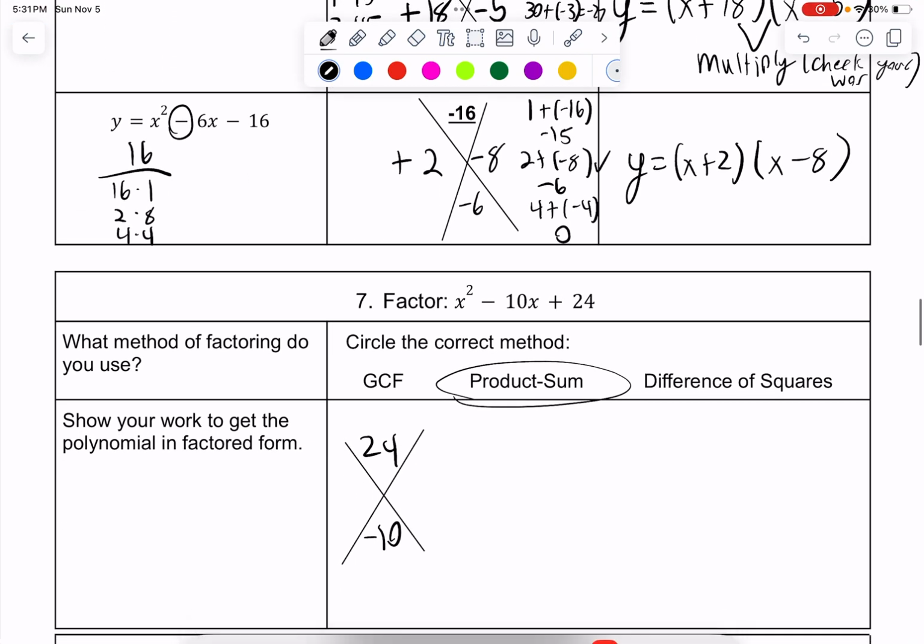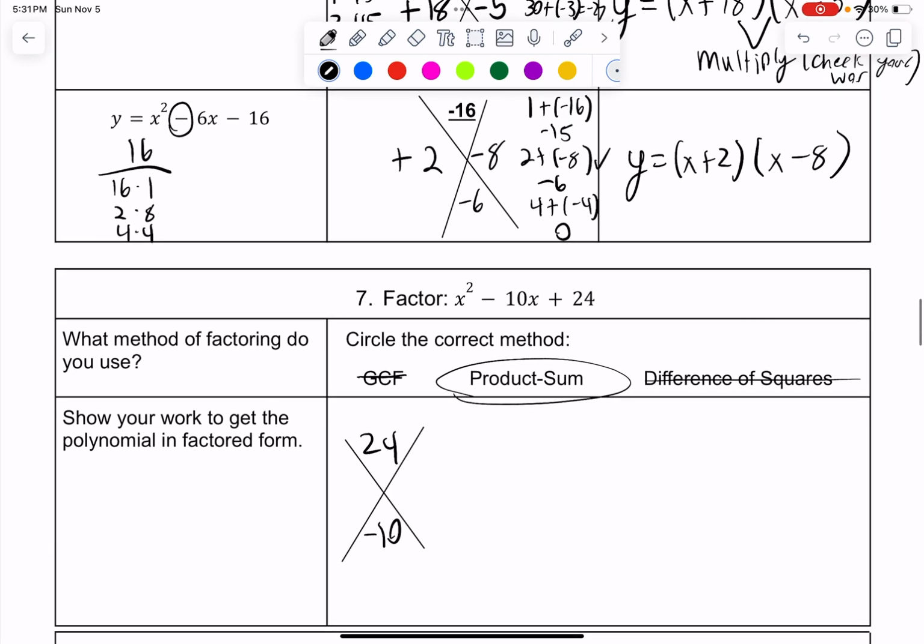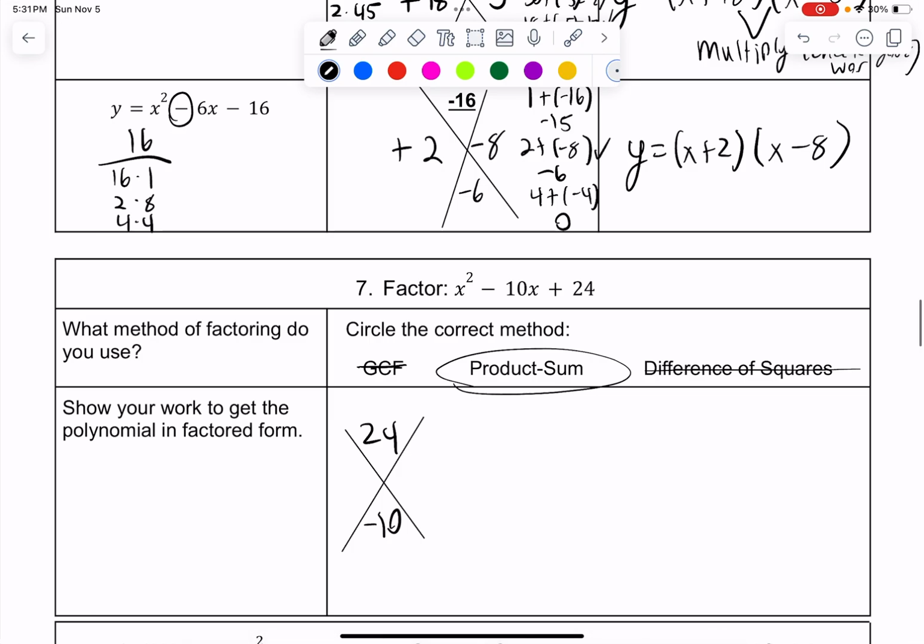So we know that we're not using our GCF here because we have no factor that we can pull out. And we haven't talked about difference of squares, so it's not going to be difference of squares. So therefore, we're going to have to use our product sum, which is what we are using. So I want you guys to find your y is equal to x plus a value and x minus a value here.